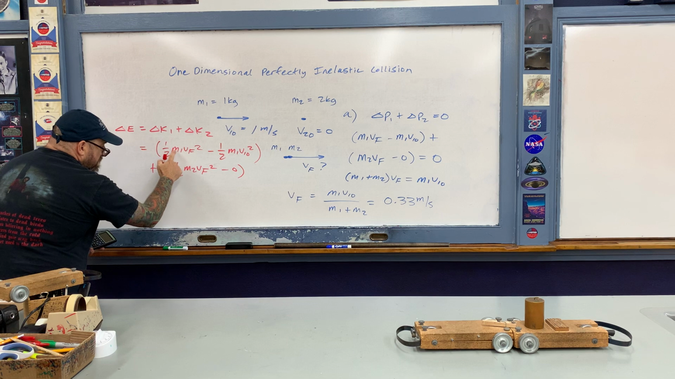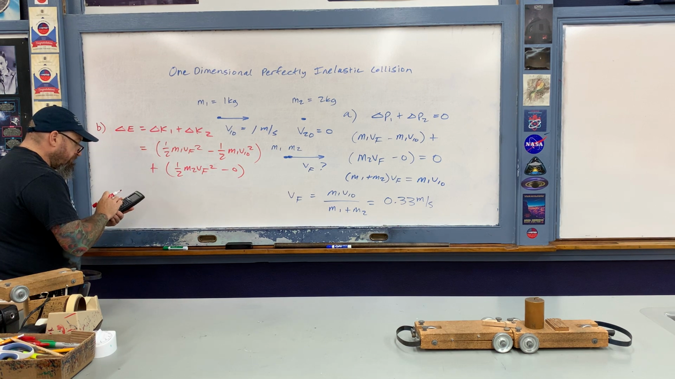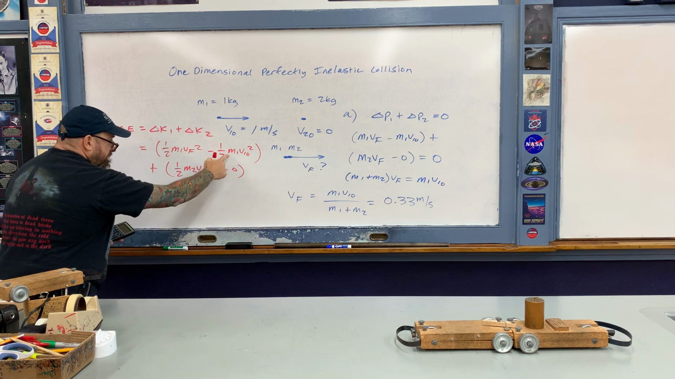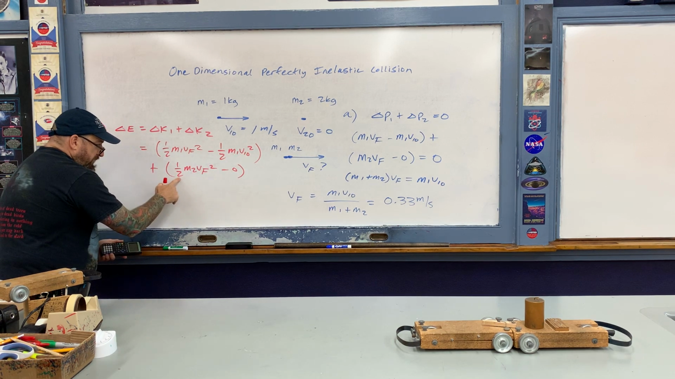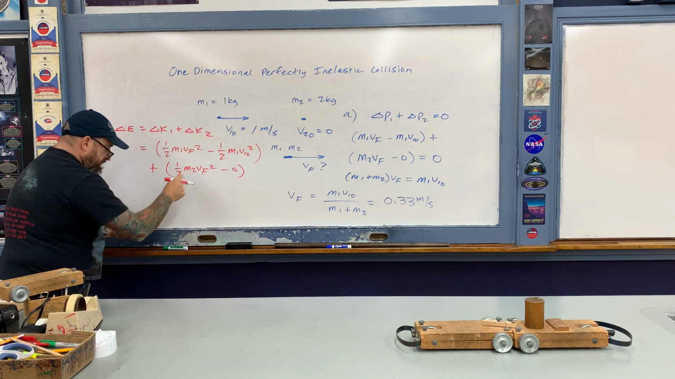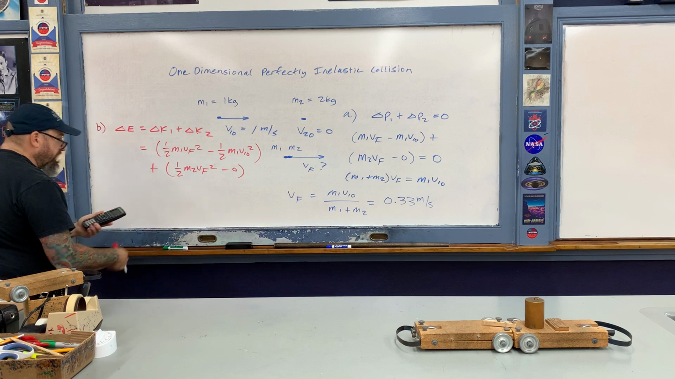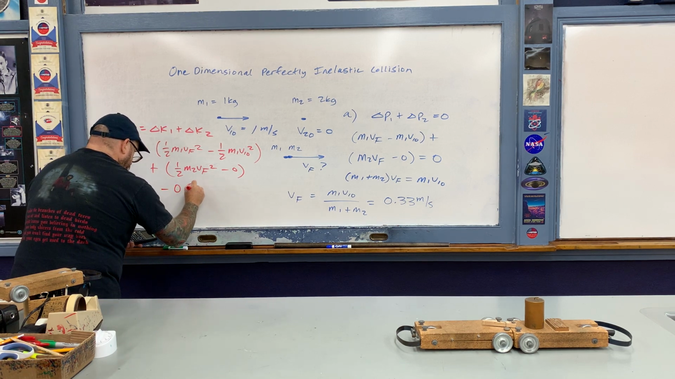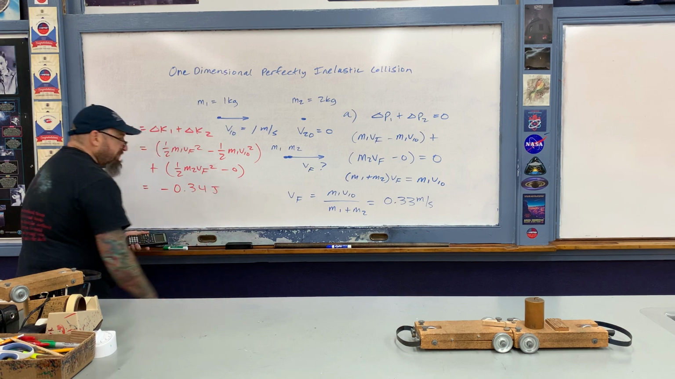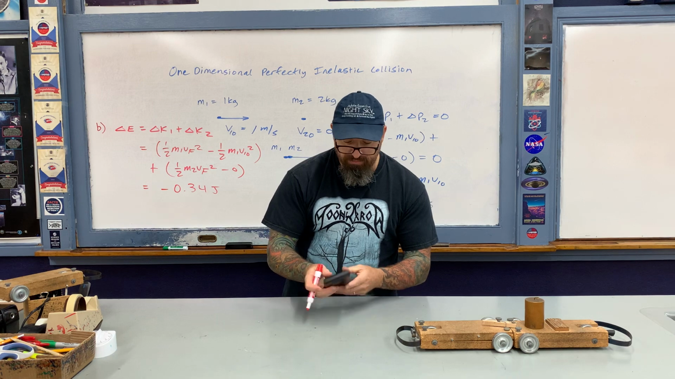So 1/2 times 1 times 0.33 squared, and then minus 1/2 times 1 times 1 squared, plus 1/2 times 2 times 0.33 squared, and then minus 0. And ultimately you do end up with a small negative number here. It's about negative 0.34 joules. So the amount of energy that was lost as heat is 0.34 joules. Simple as that, okay?